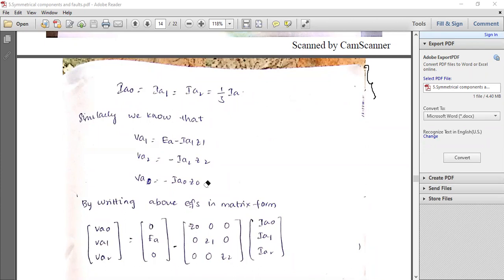So if you write all these expressions in matrix form, you will get this. If you want, you can check. VA0 is equal to 0 minus IA0 into Z0, right? So VA0 is equal to minus IA0 into Z0. Next, VA1 is equal to EA minus Z1 into IA1. So definitely we will get the same answer.